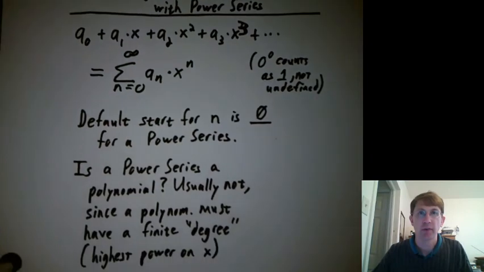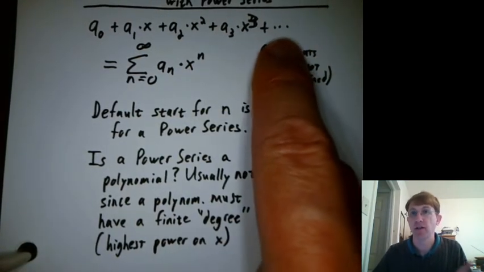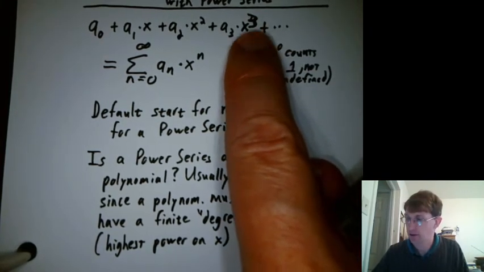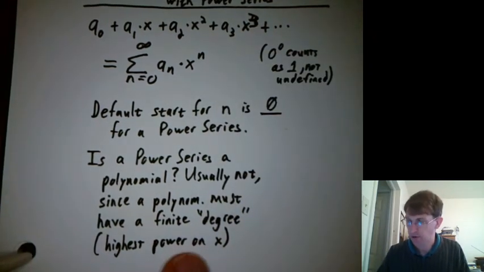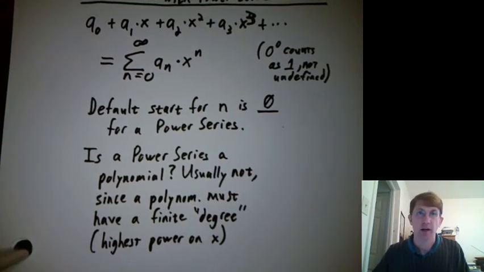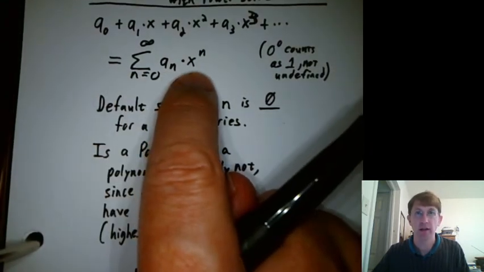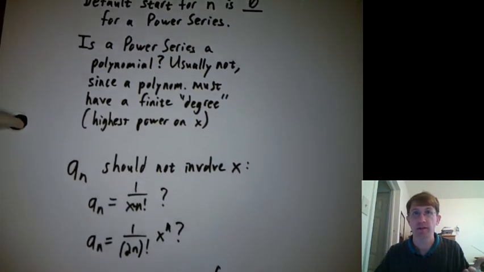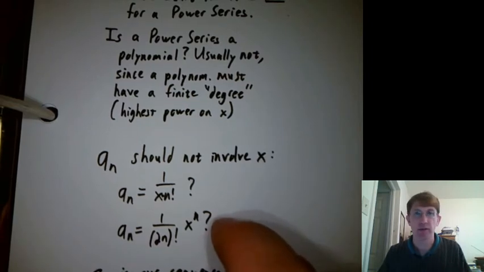A few other things about power series. Are they polynomial? They sure look like it, but polynomials technically can't go on forever. They have to have a single last or highest power term, like x cubed in this case, without the plus dot dot dot. So they work a lot like polynomials, but they're technically not a polynomial. The a sub n here is the coefficient on x to the n, which means that the a sub n should not involve x at all. All of the x stuff should be put into the x to the 1, x squared, x cubed, etc.